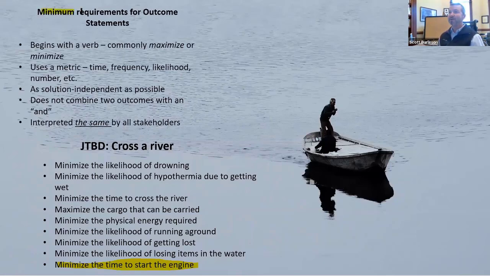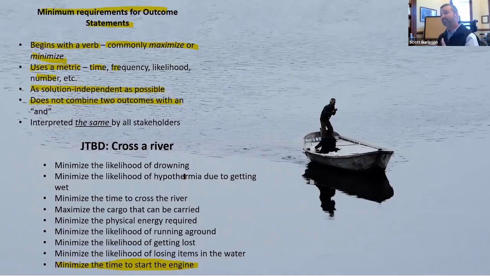So let's look at the minimum requirements for outcome statements. Every outcome statement must meet these minimum requirements. We must begin with a verb. You'll find that maximize or minimize work best. We need something measurable: time, frequency, likelihood, number. Those are all very common ones. And we want to be as solution independent as possible. More on that later. Just as Dan mentioned, we want to avoid combining two outcomes with an and. We don't want to minimize the likelihood of drowning and minimize the likelihood of hypothermia due to getting wet. Yeah, we want to reduce both of those, but they're distinct things.